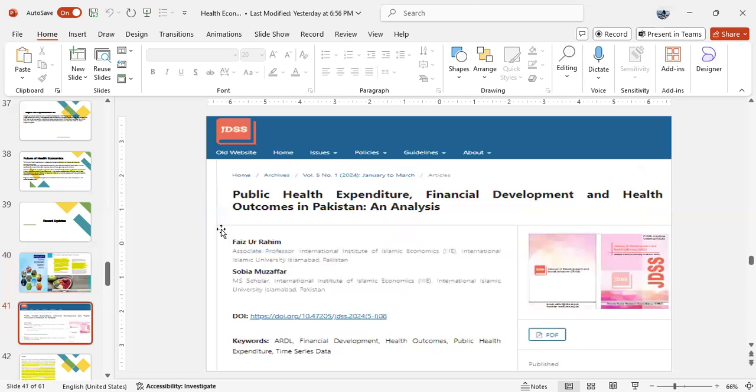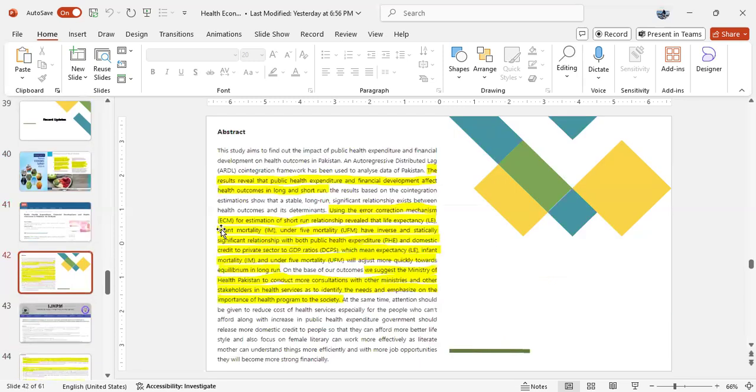Public health expenditure, financial development and health outcomes in Pakistan: an analysis. The results reveal that public health expenditure and financial development affect health outcomes in the long and short run.